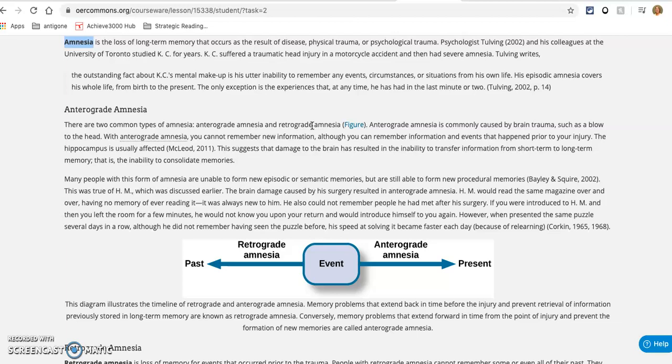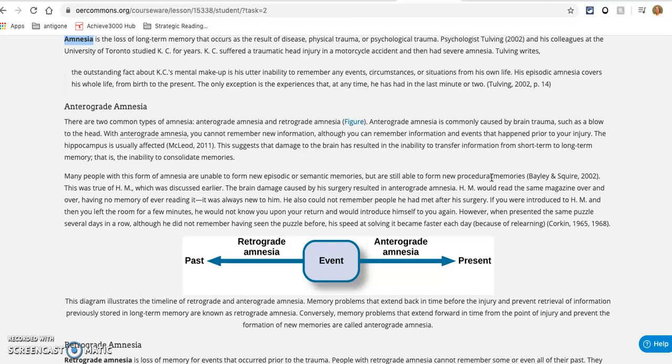Many people with this form of amnesia are unable to form new episodic or semantic memories, but are still able to form new procedural memories. Now, lots of new words in here. What is semantic? What is episodic? And what is procedural? One thing that I can say from procedural is I wonder if it has to do with following a procedure. So that's maybe a connection. Procedural, procedure seems to make sense. Episodic, episode, maybe it's just a short little snippet, but those might be questions that I want to ask my instructor. Now, it's probably also discussed prior to this section, and so if you didn't know, you probably could go back and check that out.